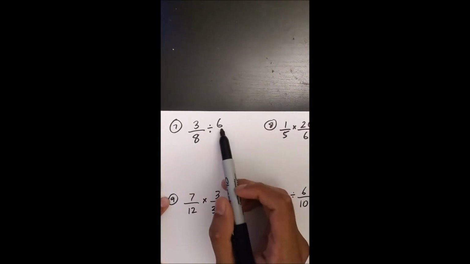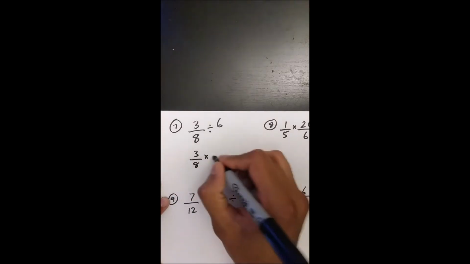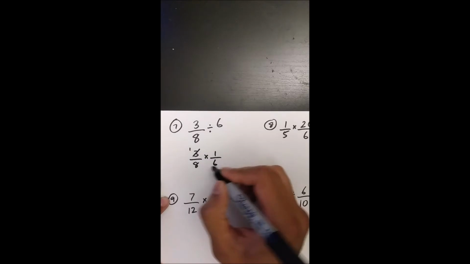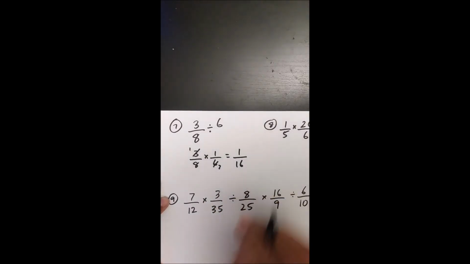In this next example, we're dividing by a whole number, so when we flip that number, it's going to be times 1 over 6. And cancel that 1, that's 2, so my final solution is going to be 1 over 16.